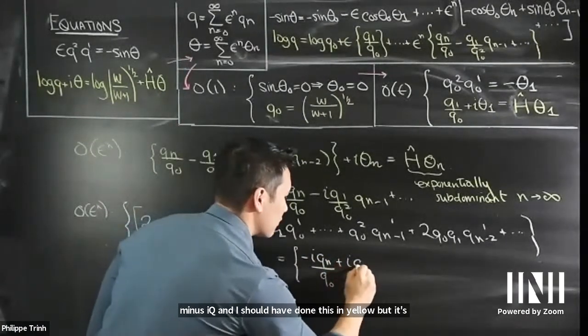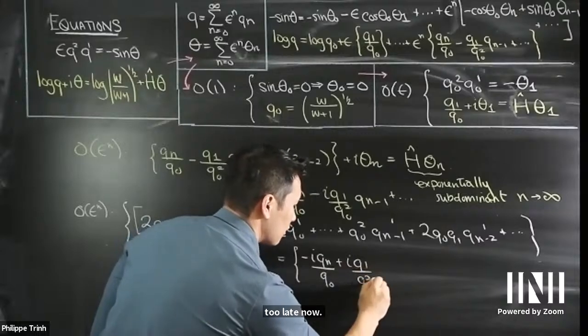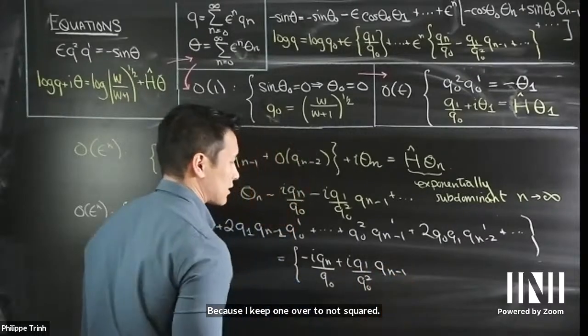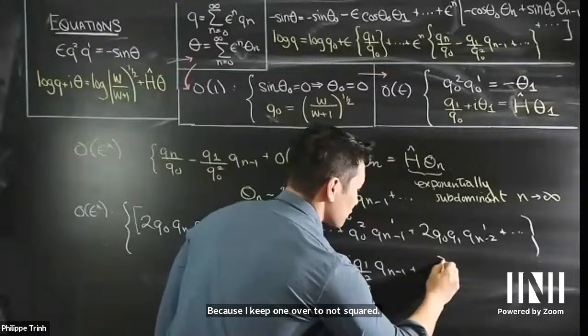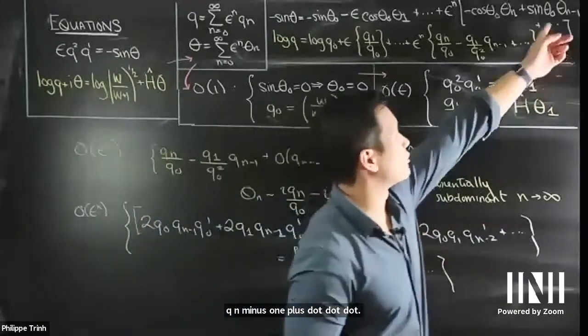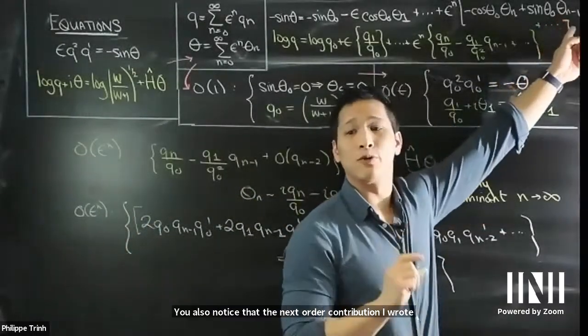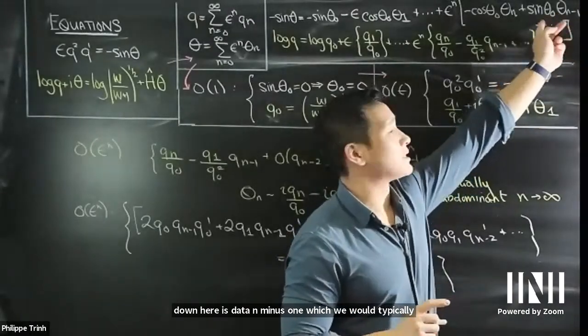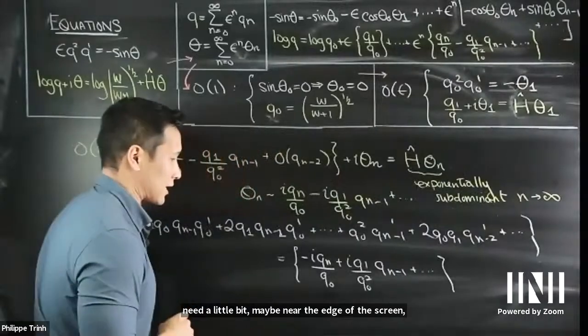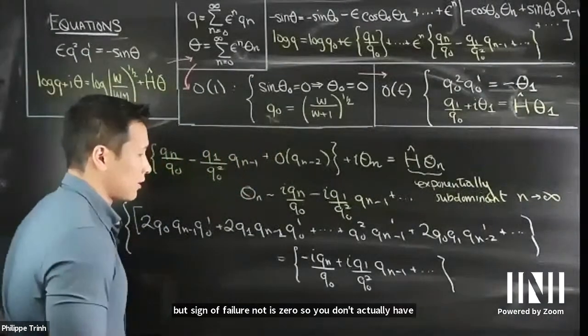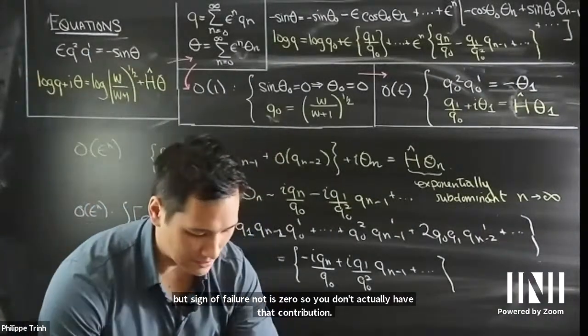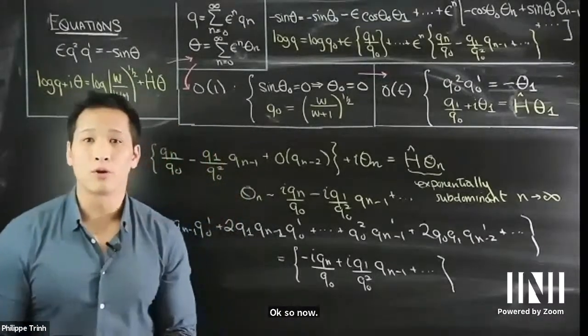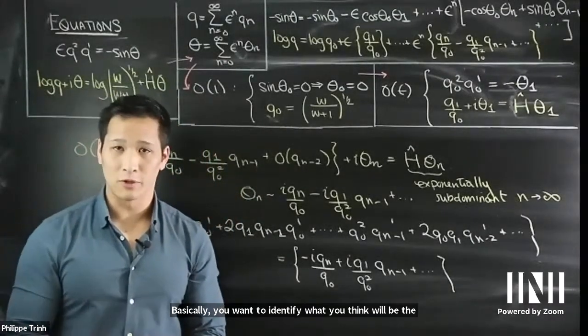Plus iq1 over q naught squared, qn minus 1 plus dot dot dot. You'll also notice that the next order contribution I wrote down here is theta n minus 1, which we would typically need. It's maybe near the edge of the screen, but sine of theta naught is 0, so you don't actually have that contribution. Okay, so now you want to identify what you think will be the leading order contribution and the next order contribution.